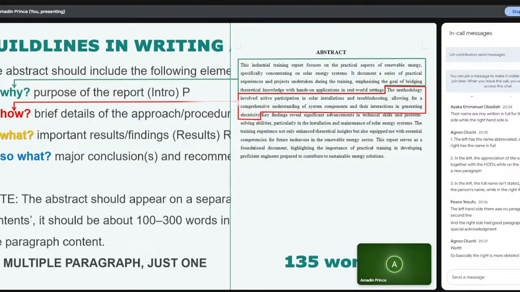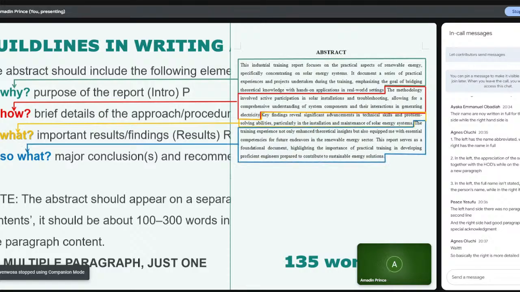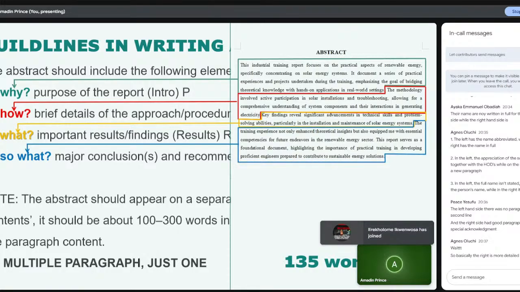Now, the second one is basically the how, my method. What is the methodology involved in writing the COS report? In this case, I'm tailoring it down to solar engineering or solar energy. Now the third part is your what: what are your key findings? And next, the so what: what are the conclusions and recommendations? Also, it should not be too long. It must be from 100 to 300 words. So you don't just go ahead writing an abstract anyhow. There are ways and guidelines you need to follow, and this is what your lecturers pay attention to while checking your report for grade.